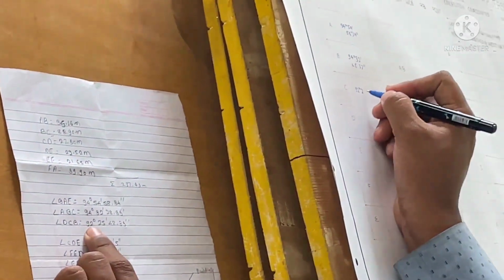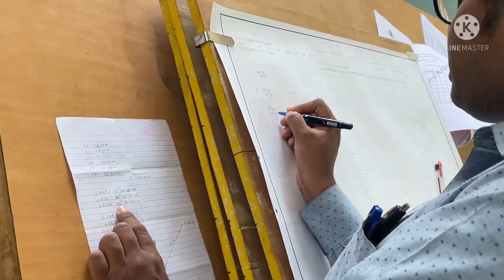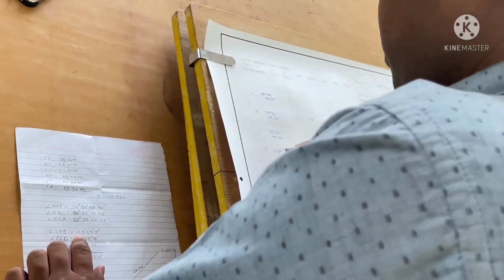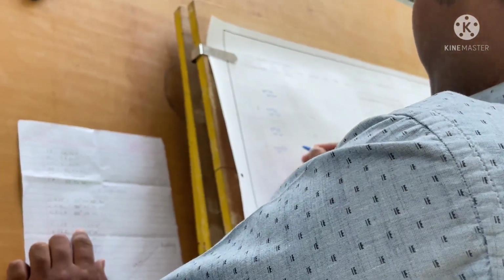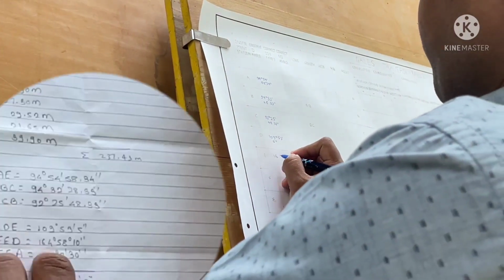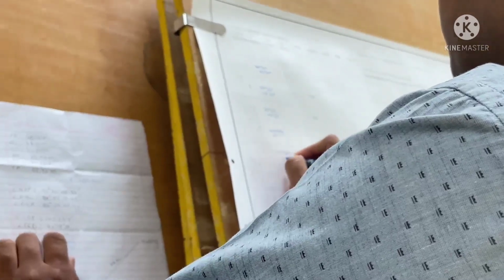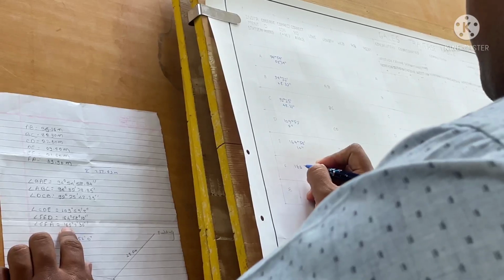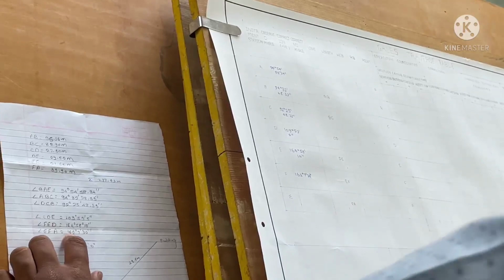92 degrees 25 minutes 48.33 seconds. Of D it is 109 degrees 53 minutes 5 seconds. Then of E it is 164 degrees 58 minutes 10 seconds. And of F it is 162 degrees 7 minutes 30 seconds.